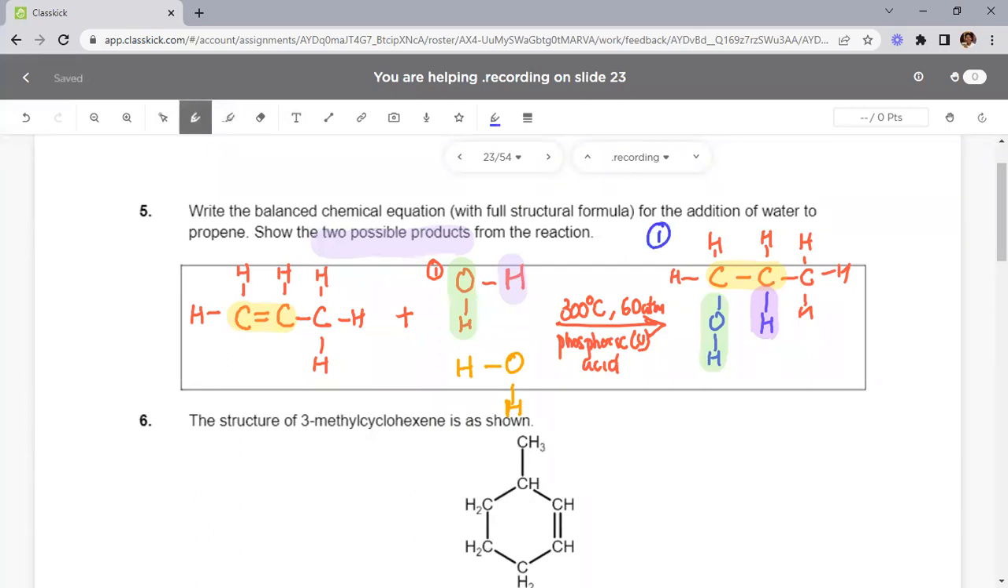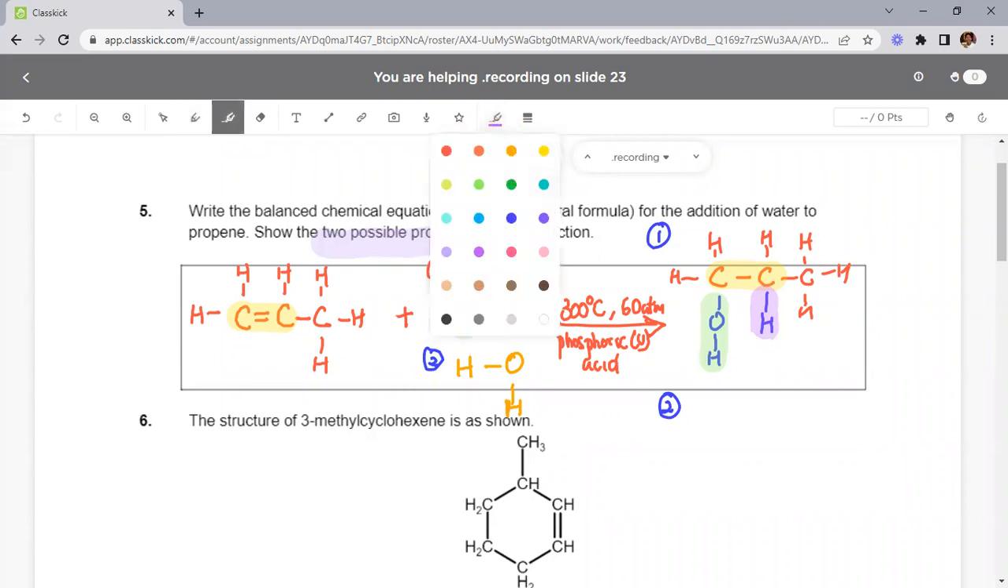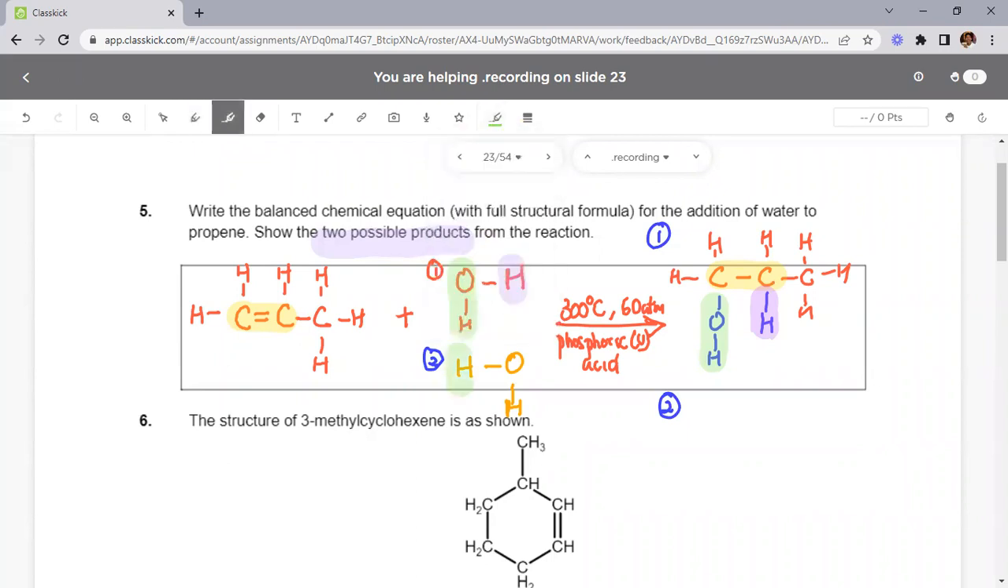Now I'm going to draw for you the second product, the second product that I can get. So you must be able to see how you're going to split it up again. I'm going to use green and purple highlight to show you what is going to the left and what is going to the right. The bond between the green and the purple is the one that's going to be broken.